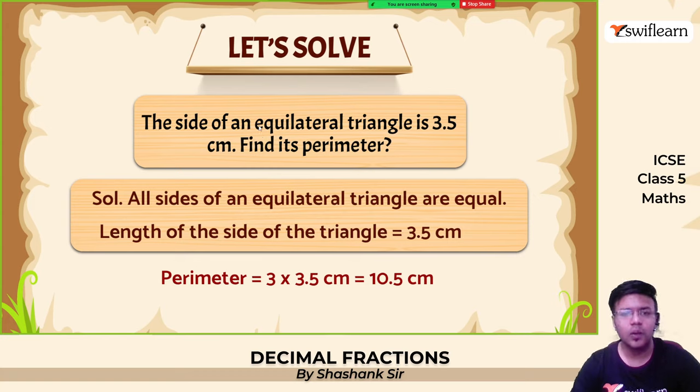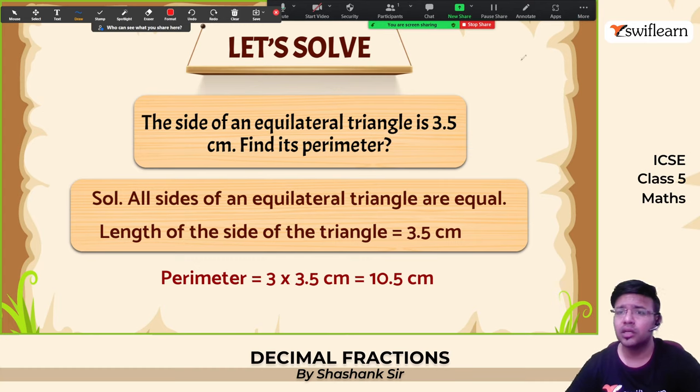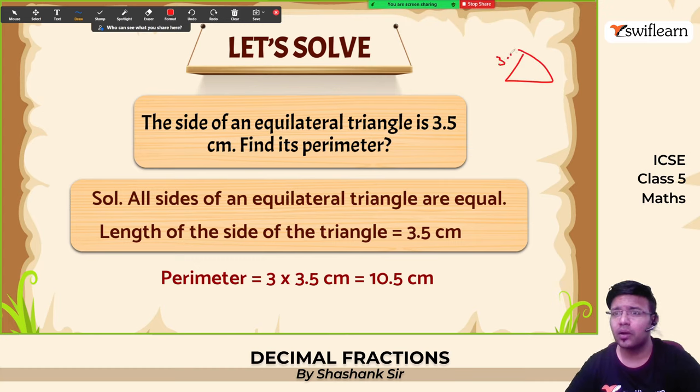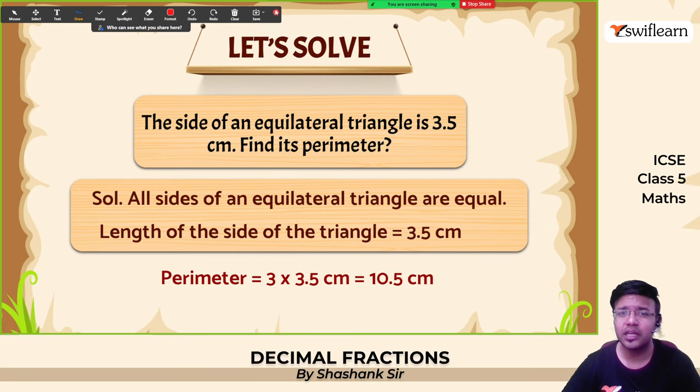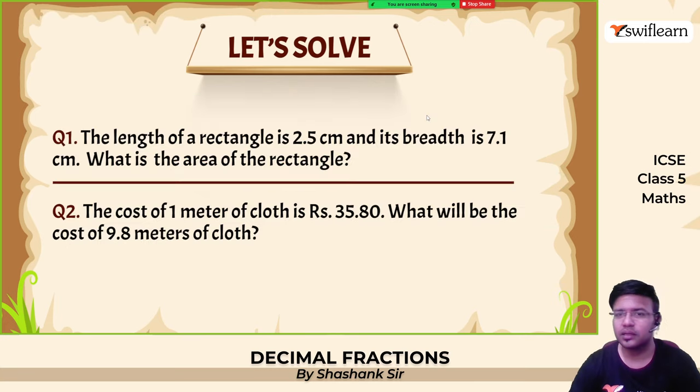Yes. The side of an equilateral triangle is 3.5. Find its perimeter. Perimeter means you add all the sides, equal sides. But what is multiplication? Multiplication is repetitive addition. So 3.5 plus 3.5 plus 3.5. If you do it like that, you will still get the answer. Or 3.5 times 3. 5 3s are 15. 3 3s are 9 plus 1 is 10. 105. Place the decimal point, so 10.5 centimeters is the perimeter of the equilateral triangle.